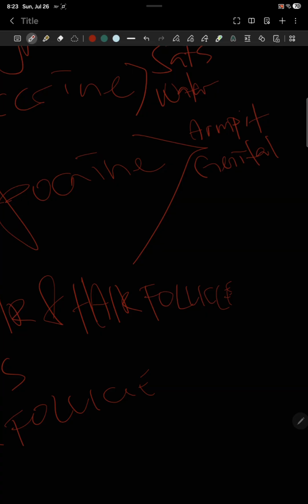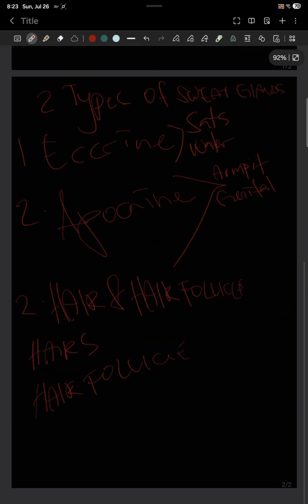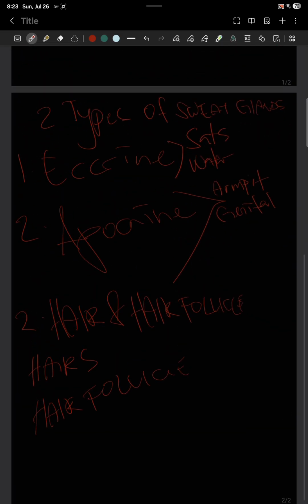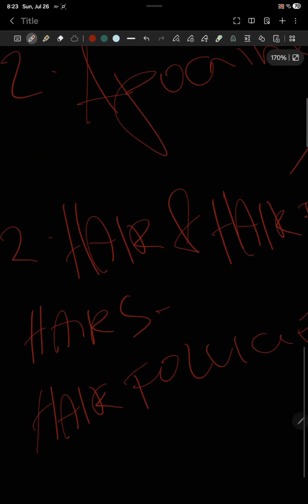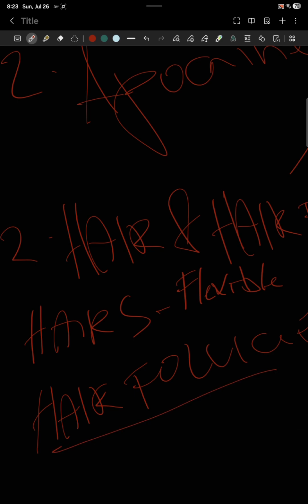And then we have here our hair and hair follicles. So atong hair is flexible, we all know that our hair is flexible. Hairs are produced by hair follicles. So makita na to tong buhok sa atuang skin all over the body, again except the palms of the hands and soles of the feet.